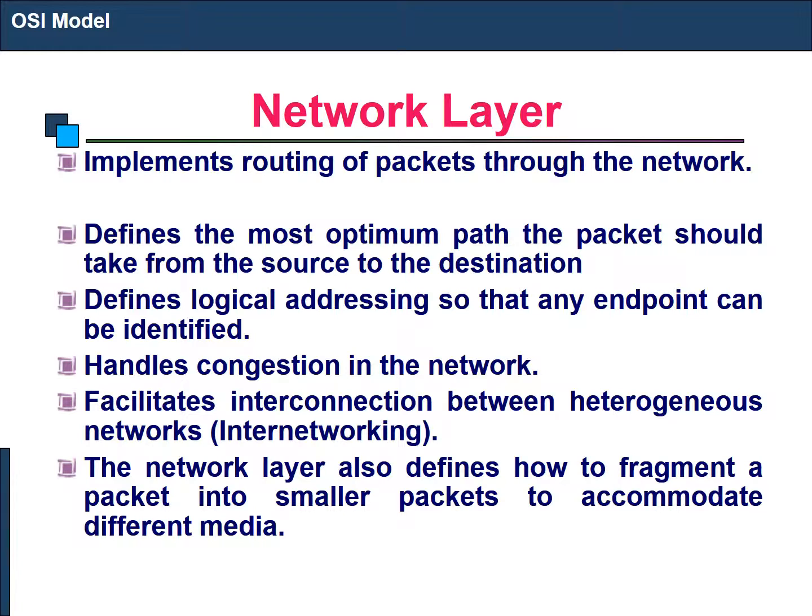The network layer also defines how to fragment a packet into smaller packets to accommodate different media, right? For example, a packet has started from your PC. It will go to the nearest switch, then to the router which is having maybe less traffic, then again to the gateway, then maybe satellite. Every path of the packet has been decided by the network layer till the packet reached the final destination PC.